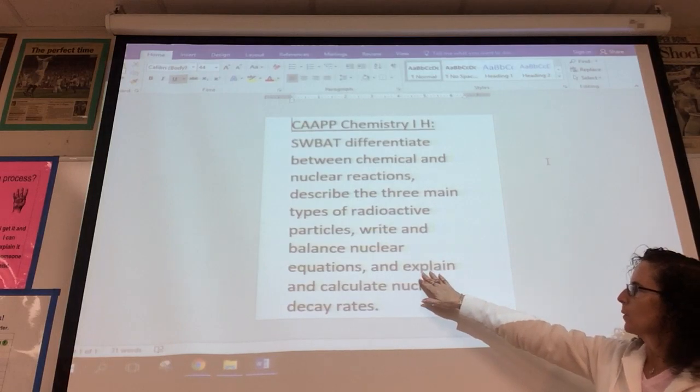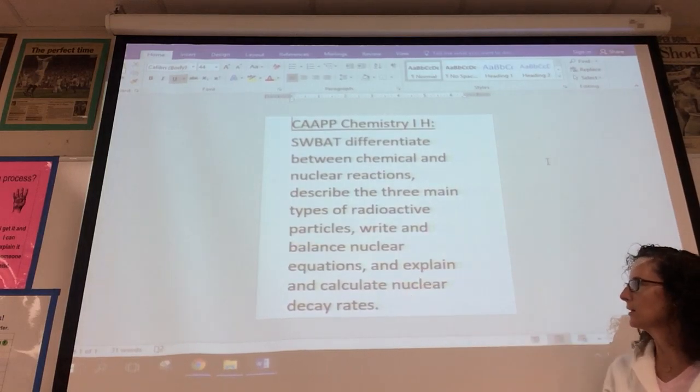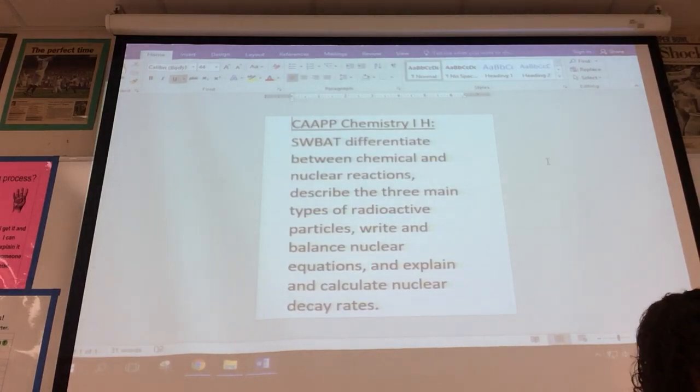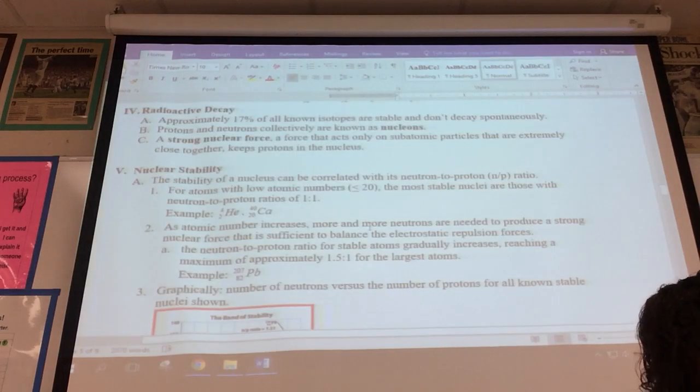And today we want to learn how to explain and calculate nuclear decay rates. We're also going to talk about why certain radioactive particles are emitted or why electrons are captured. So we're going to take a look at a few other situations today. And this is where we left off in period 5.